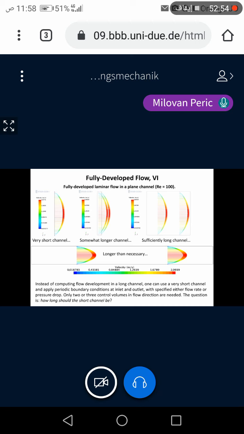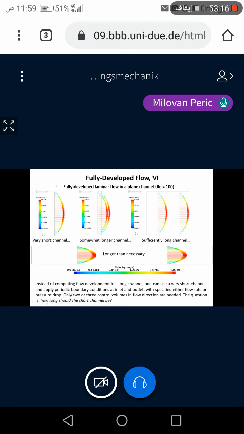So I showed you here examples to draw your attention to the fact that one needs a certain length to get a good result. I have here 4 different lengths. It's always only 2 cells. It's the same flow rate specified, but in the upper left picture, you see a very short channel, extremely short.